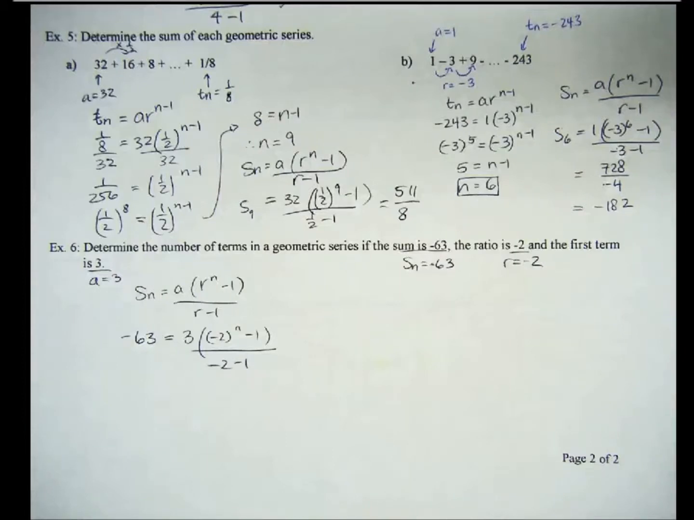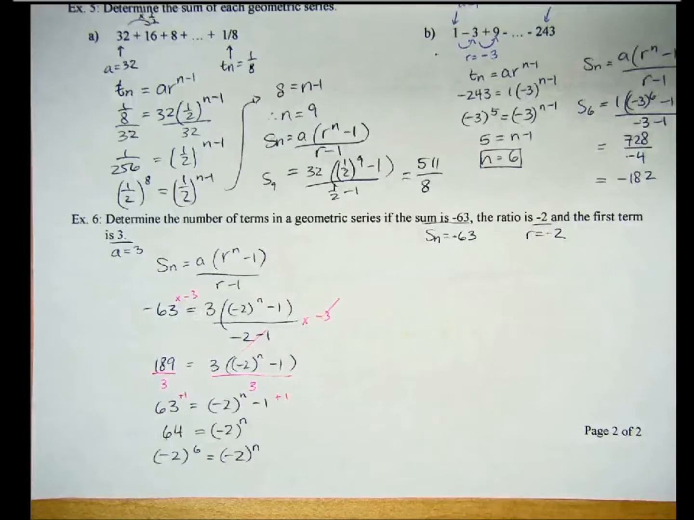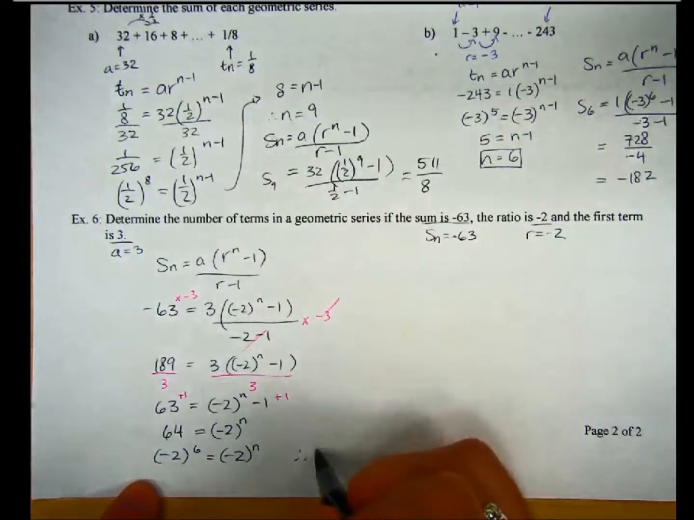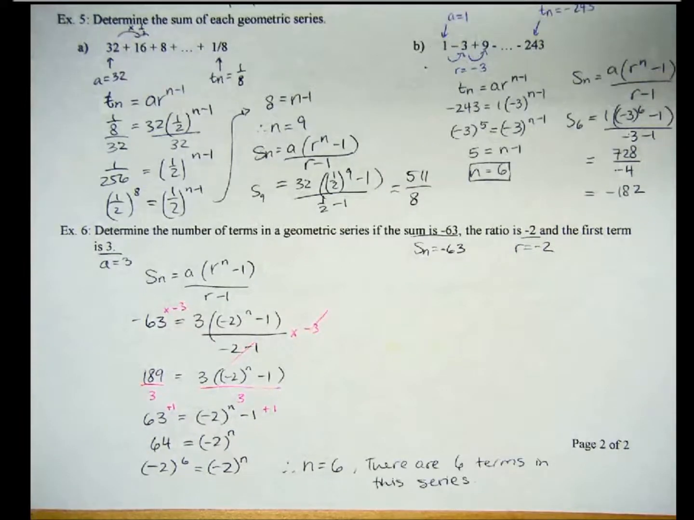Multiply both sides by negative 3, and we also need to divide both sides by 3. 63 equals negative 2 in brackets to the power of n minus 1. Move the negative 1 to the other side. So you get 64, which could be rewritten as negative 2 to the power of 6. So therefore, n equals 6, and there are 6 terms in this series. And that's it.